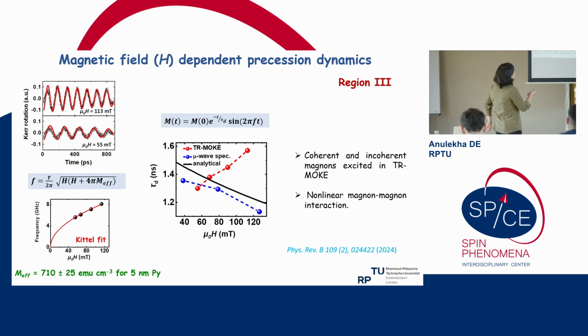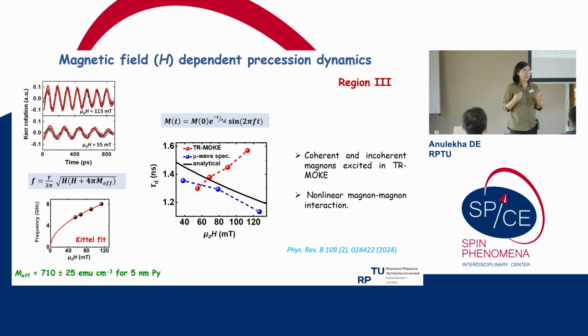These red dots are the extracted lifetime of precession, or magnon lifetime, from TR-MOKE measurements, this black line is obtained from analytical calculations, and these blue lines are measured by microwave spectroscopy, the normal VNA FMR technique. We have seen completely opposite trends of this lifetime with applied magnetic field. So we were wondering why this is happening. What may be the plausible reason for this behavior?